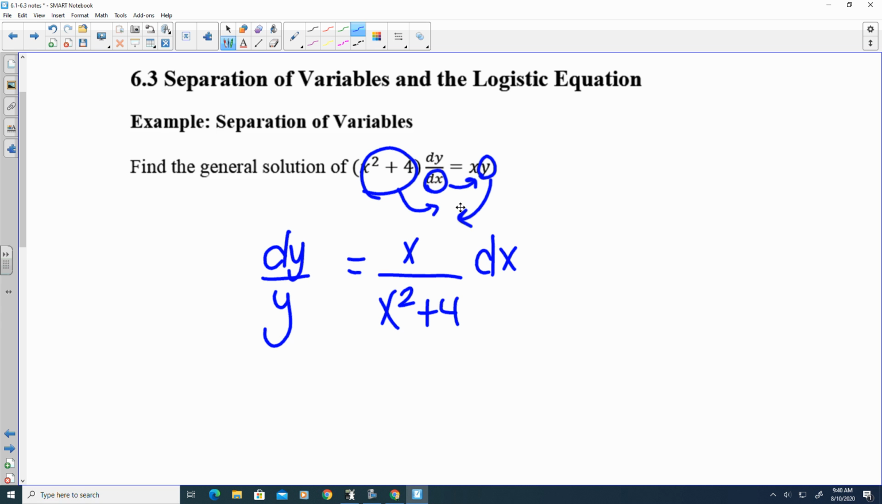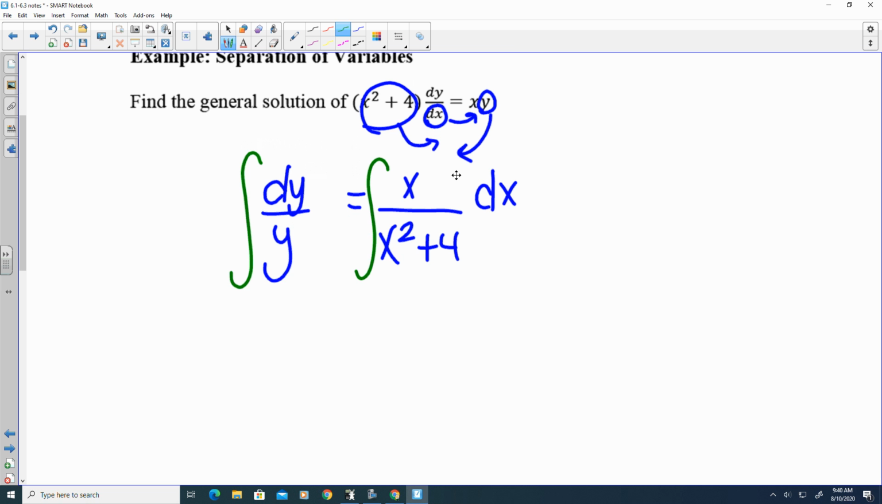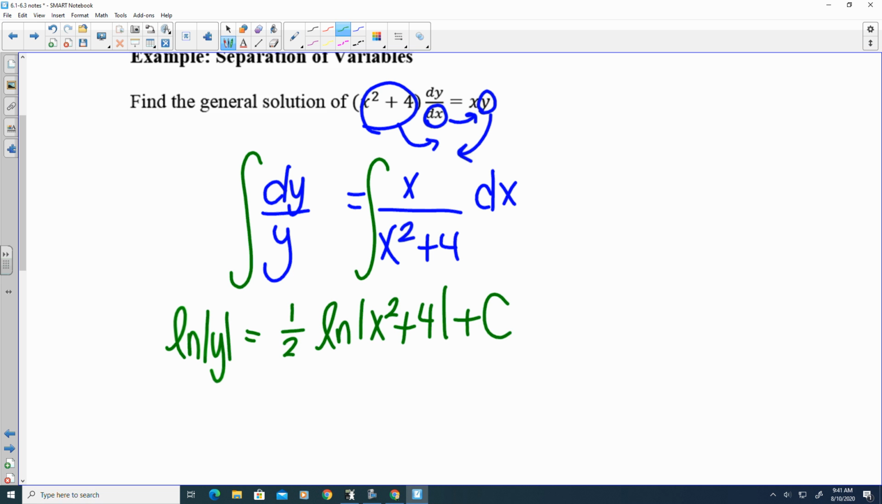Now that I have everything separated, I take the integral of both sides separately. So on the left side, if I have a y on the bottom like that, it's going to be natural log y. And on the right side, that's going to be natural log as well. With u substitution, there'd be an extra 1/2 we have to remember. X squared plus 4 plus c.